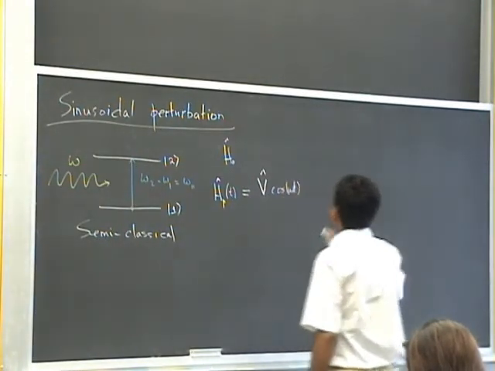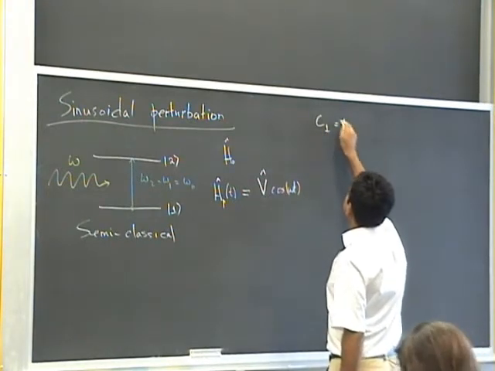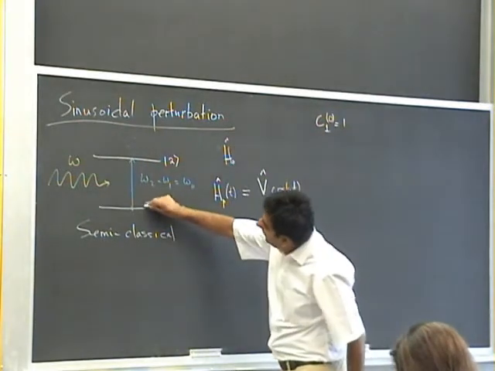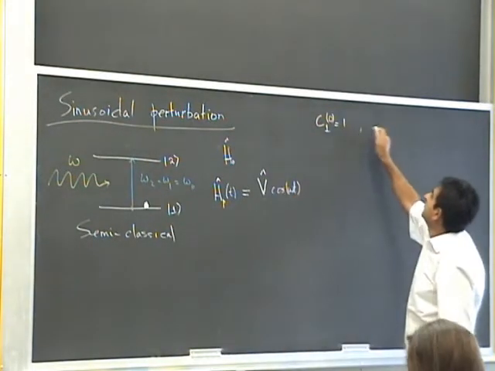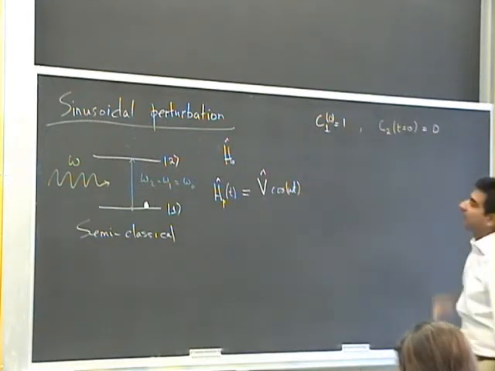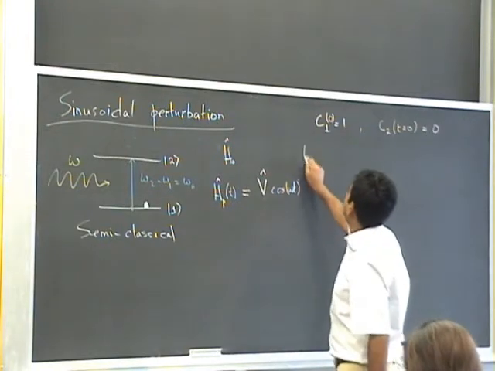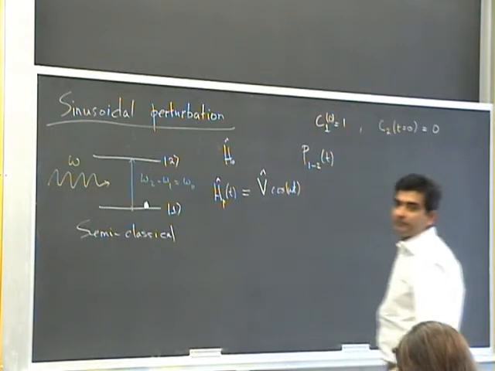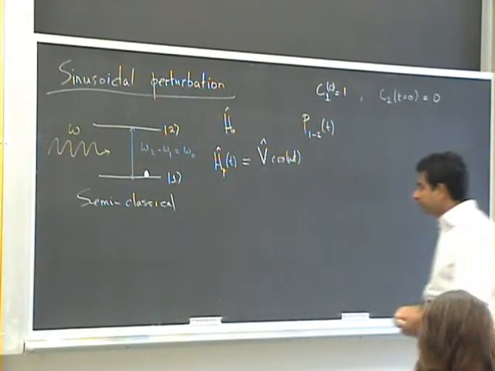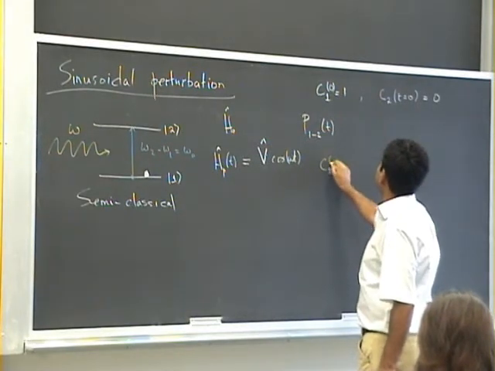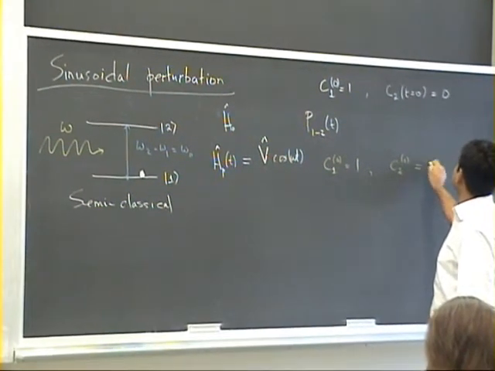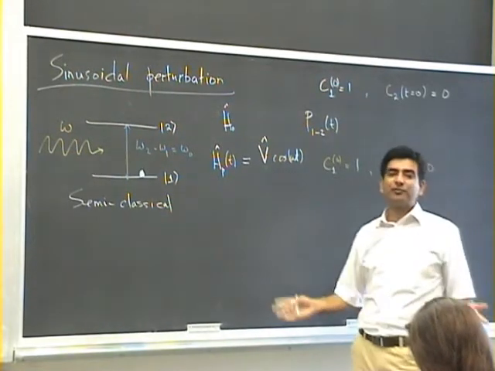Suppose our initial condition is that C1 is 1 at time 0, which means that initially the system is in this state. So if this is 2, then by conservation of probability, C2 at time equals 0 must be 0. What I would like to find is the probability of going from 1 to 2 as a function of time. I would like to use time-dependent perturbation theory to the first order. Up to the 0th order, C1 will remain 1 and C2 will remain 0. So the 0th order expansion tells you that none of these coefficients are going to change.